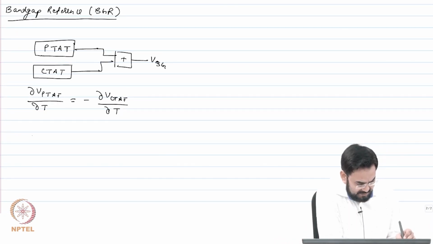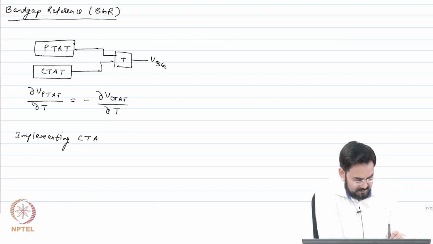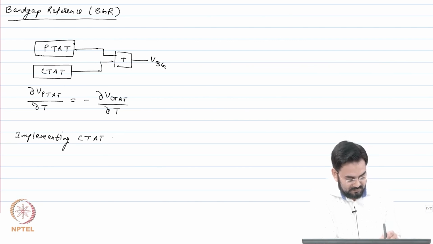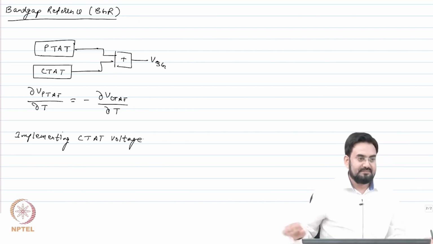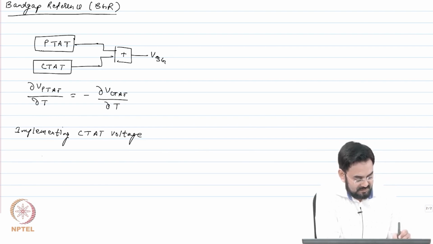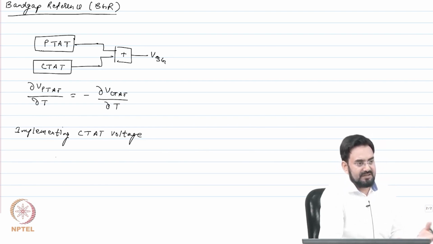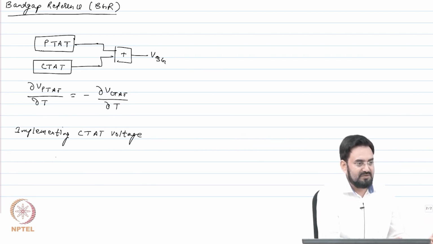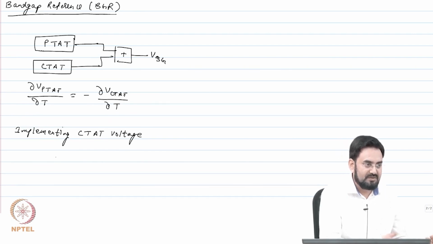So, how do we implement CTAT? So, how do you implement CTAT voltage? We talked about that yesterday. Diode or VB. So, if you connect your bipolar in a diode connected manner, it will give you VBE and VBE is inversely proportional to temperature.